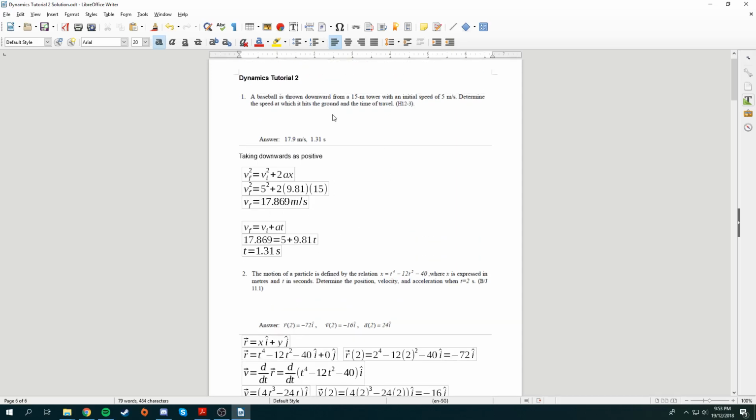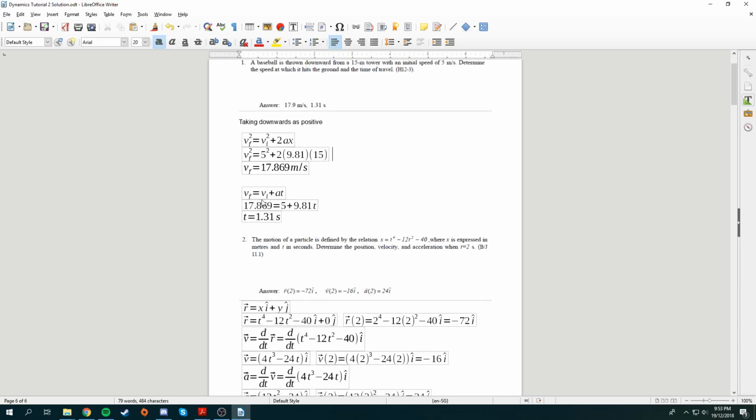Now they want us to find the time of travel. I have the initial velocity, I have the final velocity, I just need to find the time, because acceleration is just gravity. Very simply, I can find the time.